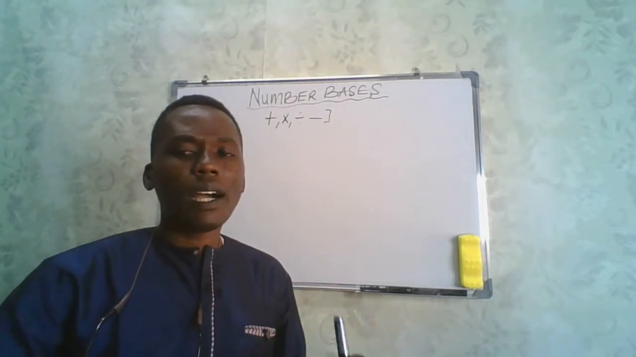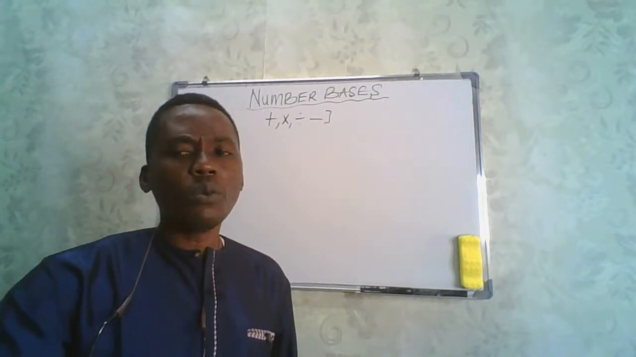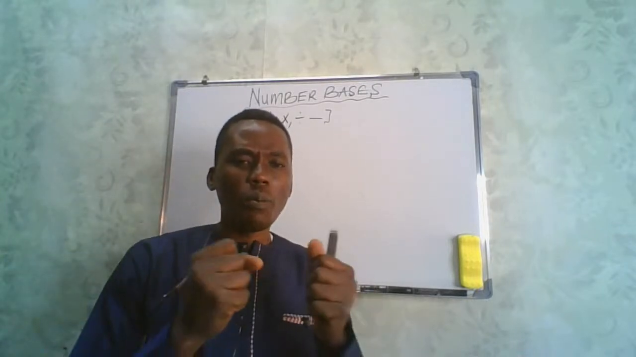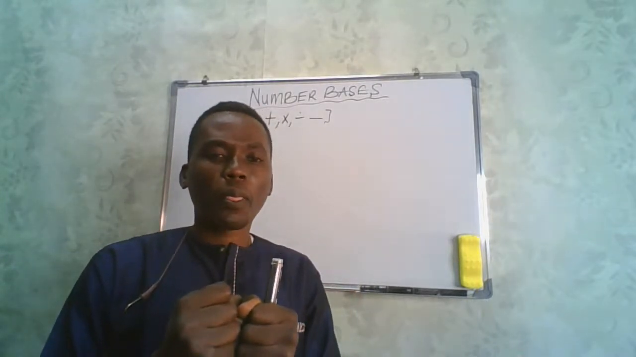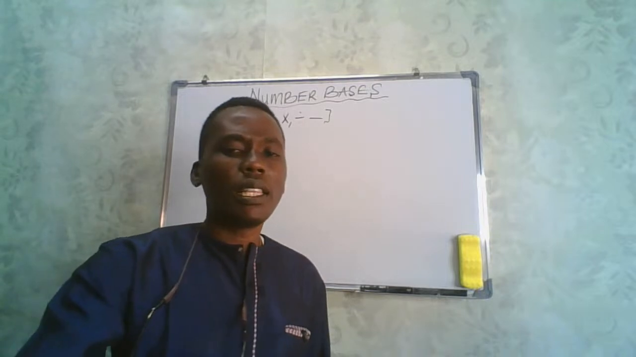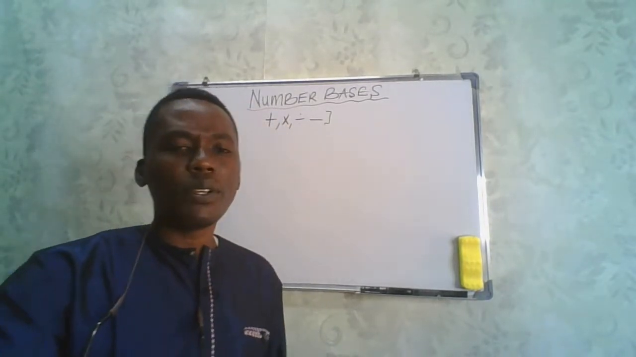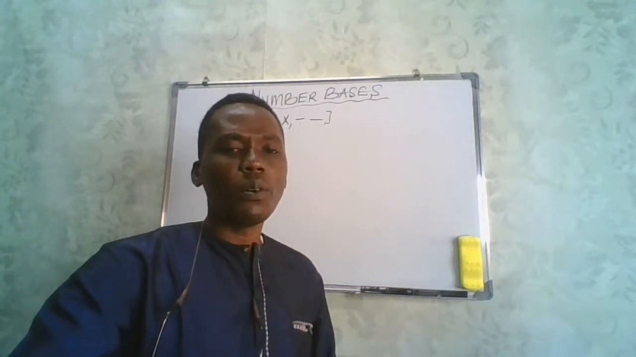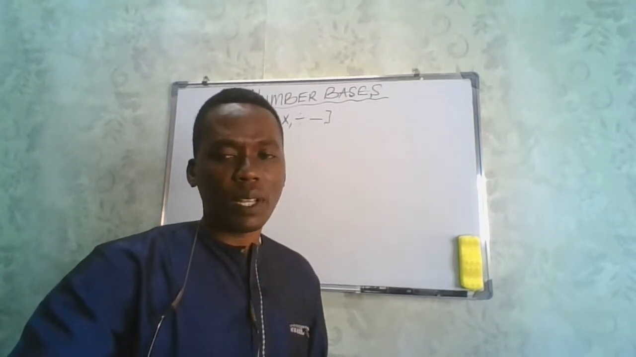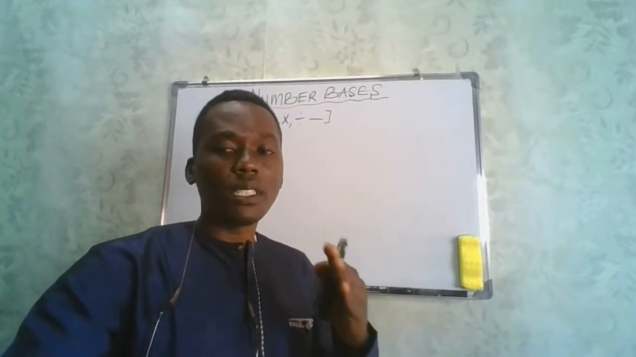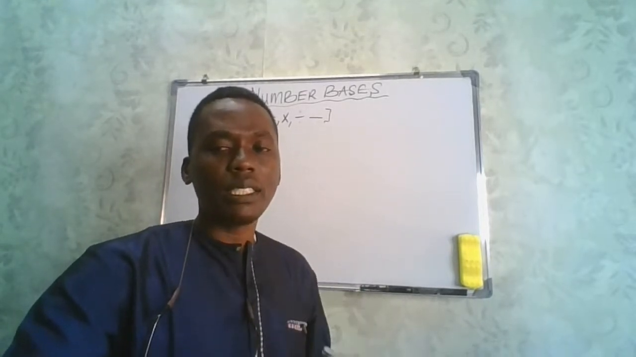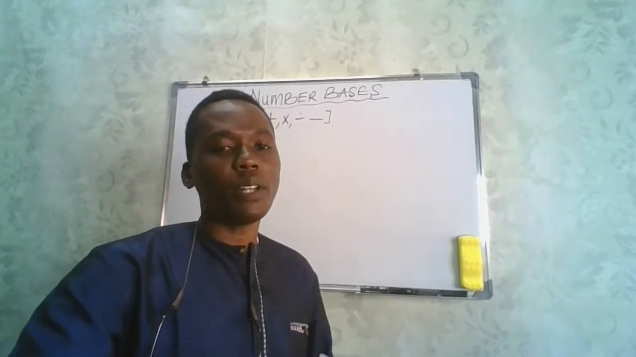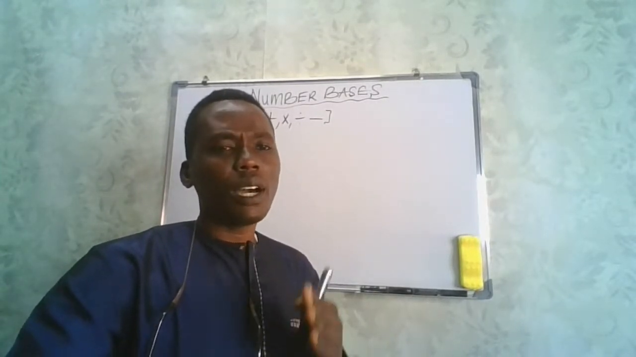Number bases are a system of counting in which certain units make up a given bundle. The bundles are placed in their various place values, and the placing of each digit shows the value of that digit. Now, what does that mean?